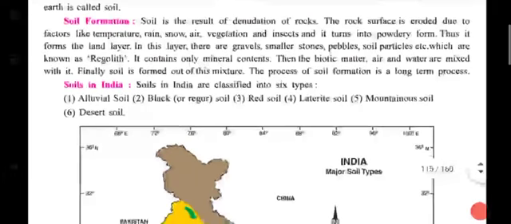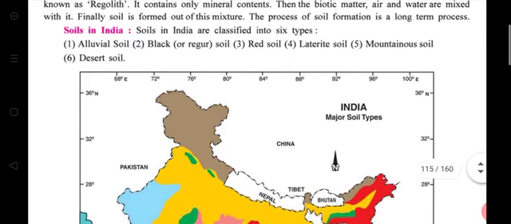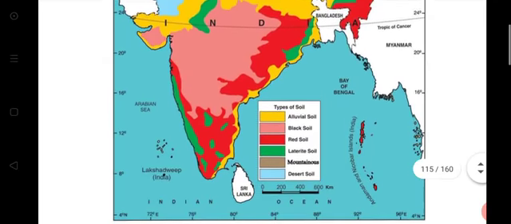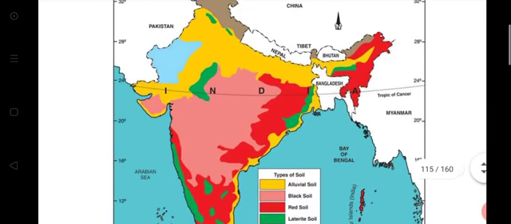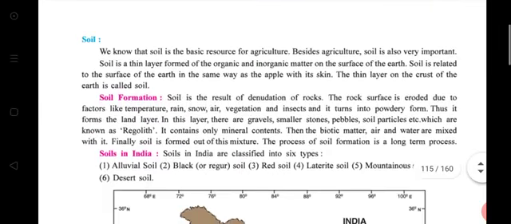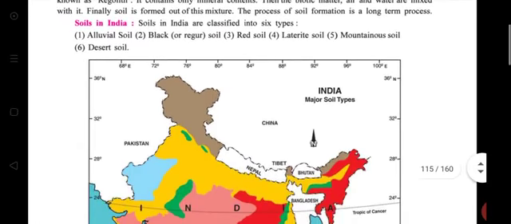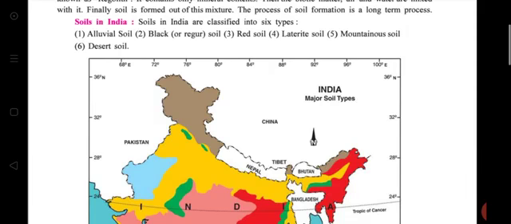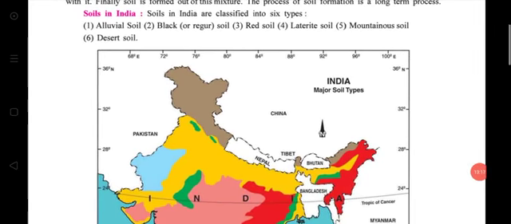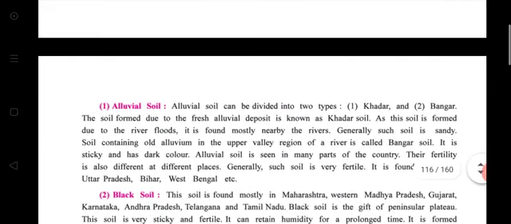Okay, done. Good. So now we start the classification. See students, here is given the map for classification of soil. It will be covered in the map lecture. So how many types of soil? Alluvial, black, red, laterite, mountainous, and desert. We study in detail first.